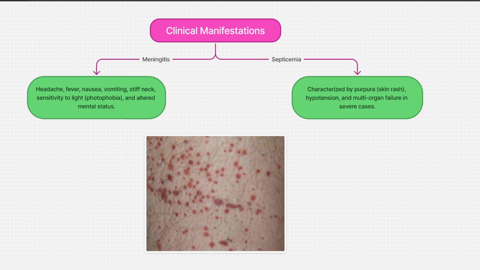Okay, so the next part, really quickly, we're going to be talking about the clinical manifestations. So as we said, there are two things happening. There's meningitis. This has its own manifestations, and if there is septicemia, this will also have different manifestations. So let's start with meningitis.